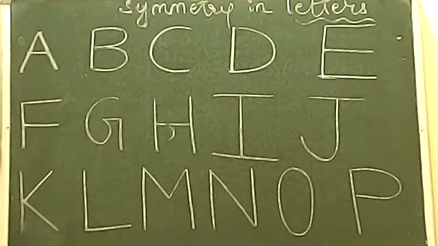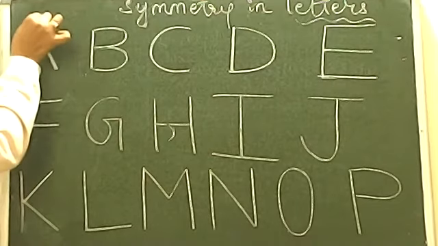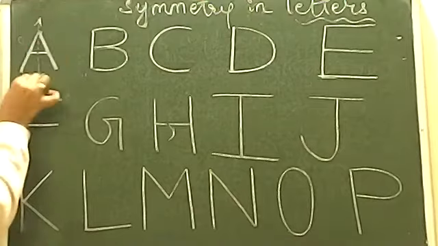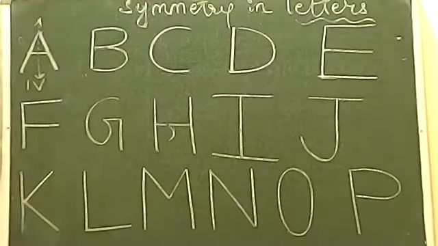So let us try one by one with all the alphabets, how many lines of symmetry they have. If they have a vertical line of symmetry, write it down V. If they have a horizontal line of symmetry, write it down one H, means one horizontal line of symmetry. If they have a diagonal line of symmetry, write it down one D. Okay, let's try. In this alphabet A, we have only one line of symmetry, that is the vertical one. So I am writing here one V.